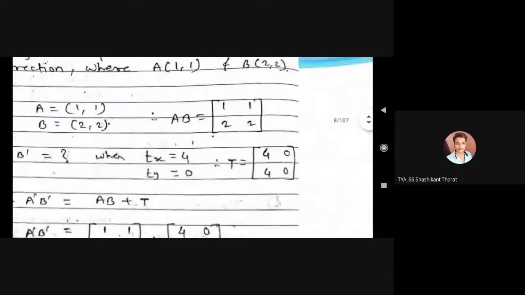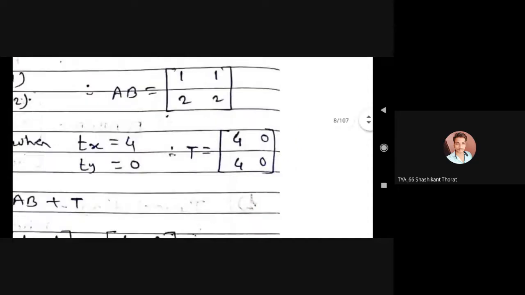So the transformation matrix is equal to 4 0, 4 0, that is Tx Ty 1 and Tx Ty 2. Now we have to only add the given matrix and the transformation matrix. So what is the procedure? A dash B dash, the transformed matrix, is equal to the reference matrix plus the transformation matrix. So the given matrix is 1 1, 2 2 plus 4 0, 4 0.